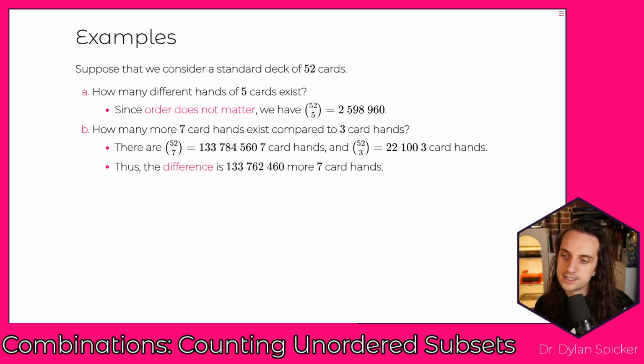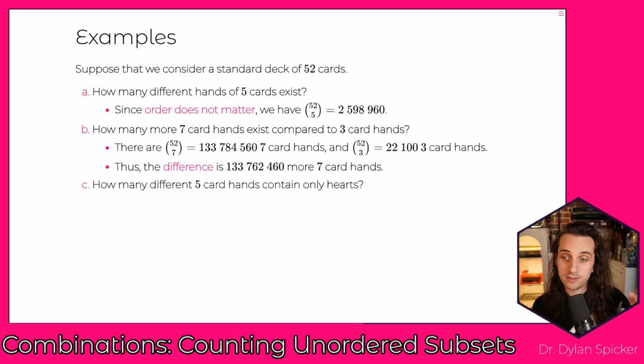And so if we take the difference, that gives us 133,762,460, right? So there are quite a lot more 7-card hands than there are 3-card hands. How many different 5-card hands contain only hearts?